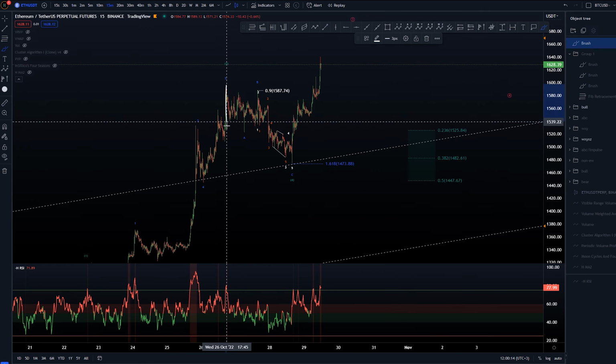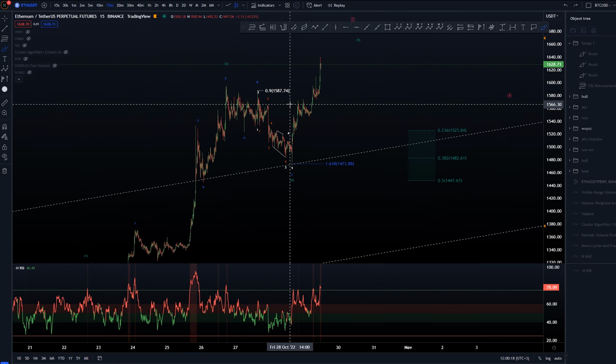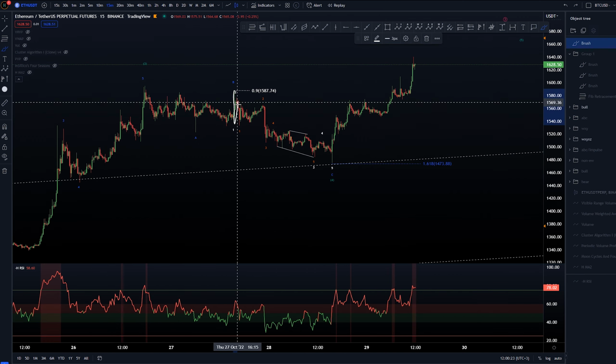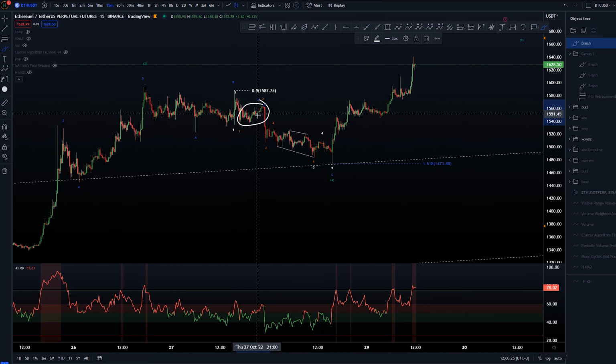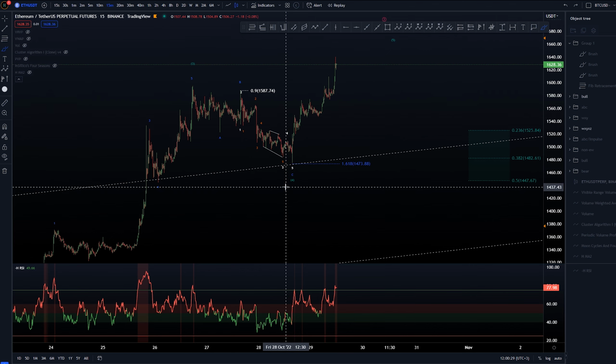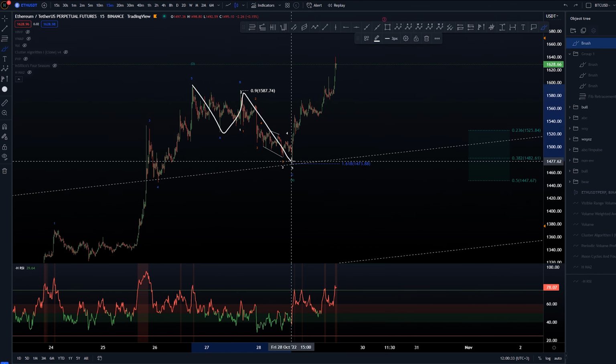In here, I've labeled this as a 3-wave structure, getting back to the 0.9 here for a possible flat structure, and then I've labeled this as a 1-2, 1-2. I know that wave 2 here is way larger than the wave 2 here, but this is the way I've labeled this for now.